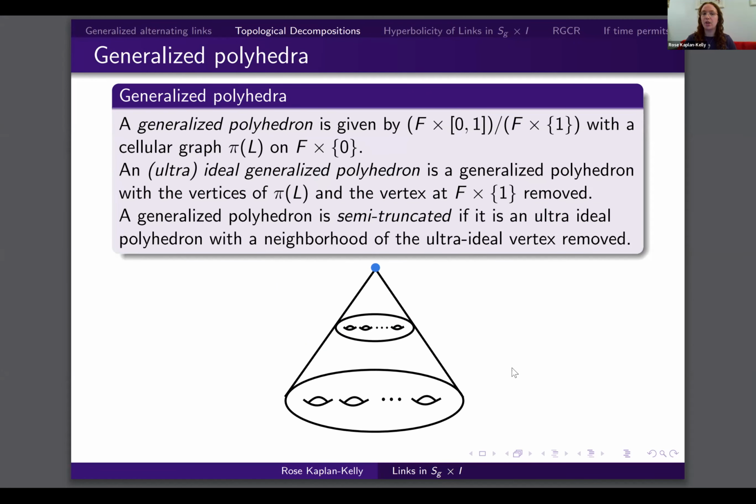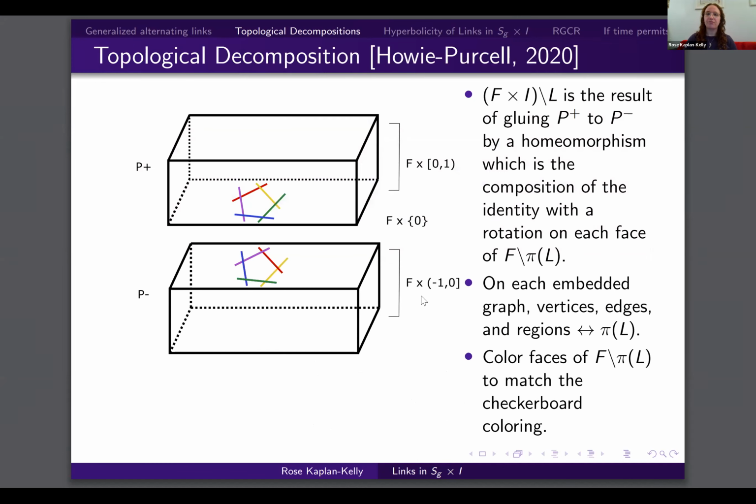surface. We'll say that it's ideal if all of the vertices of that cellular graph have been removed, as well as the apex, as well as this blue vertex at the top. If that vertex is ultra ideal, then we'll have a semi-truncated polyhedron when we truncate that ultra-ideal vertex. So I'll have truncation here. Howie and Purcell generalized a polyhedral decomposition to a broader setting.